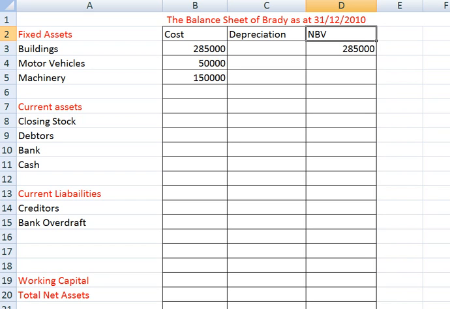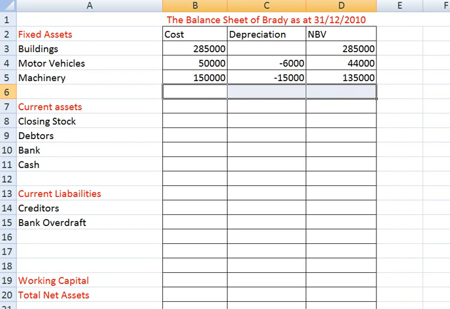NBV stands for net book value. Basically, cost minus depreciation gives you the net book value, what the asset is worth to the company on its books. Motor vehicles has depreciation of 6,000, so I'm going to take away 6,000 here, and I get 44,000 as the net book value. Machinery has depreciation of 15,000, and I'm going to take away the 15,000 here. I get 135,000.